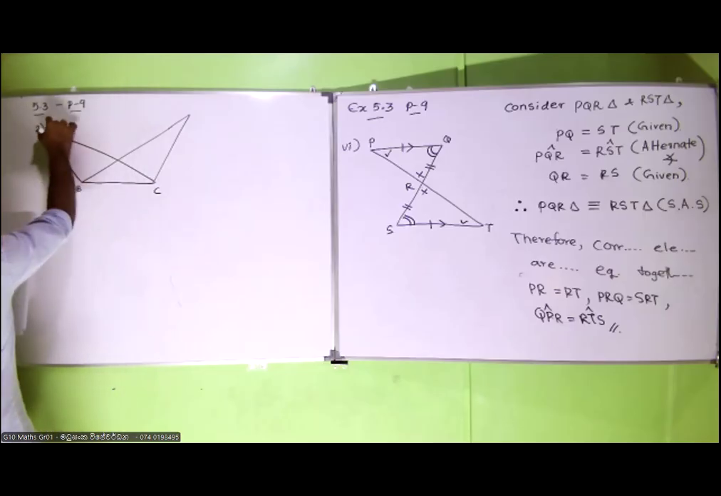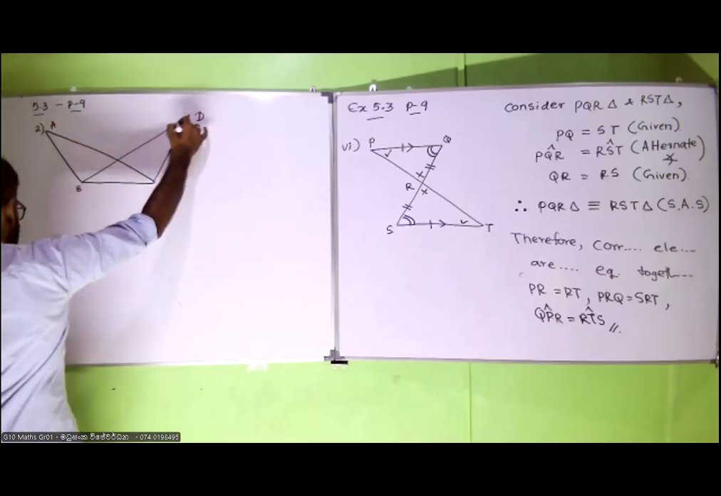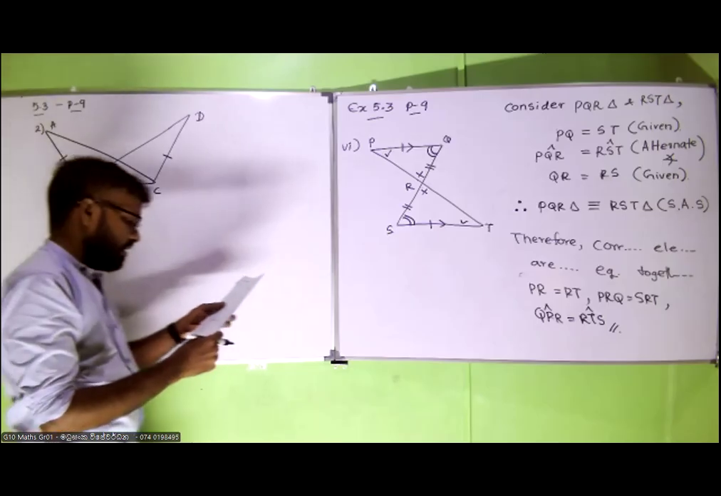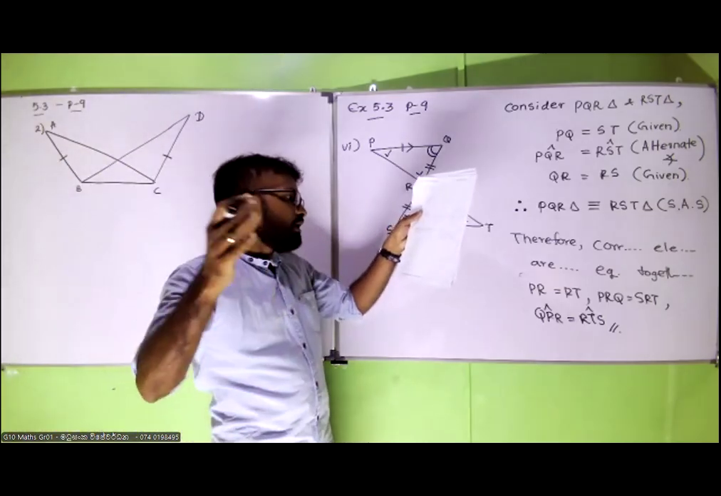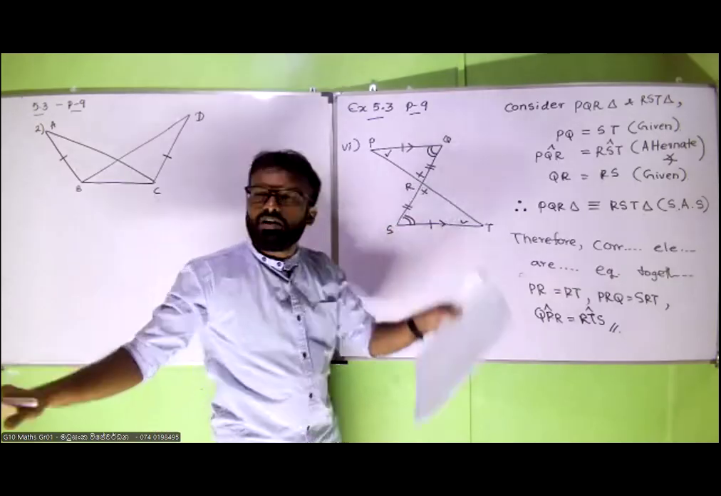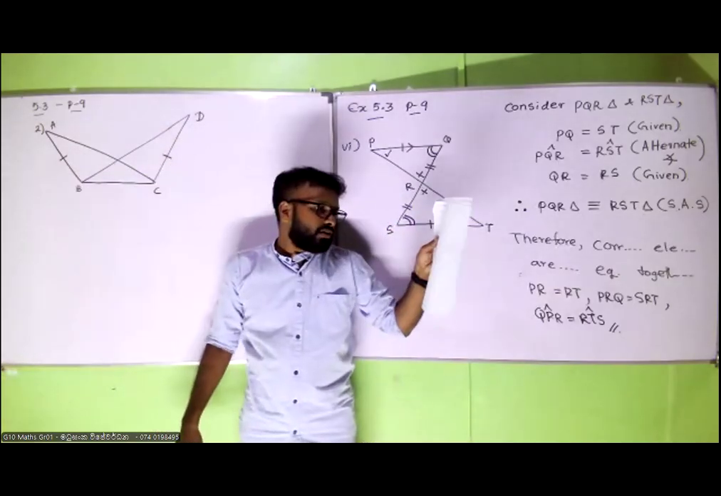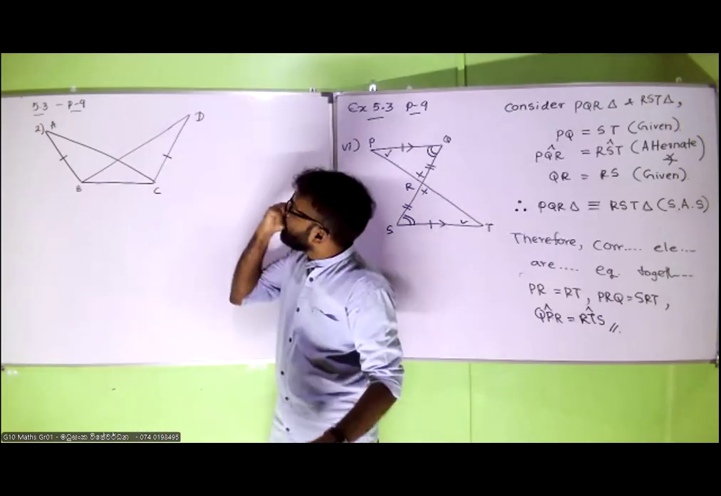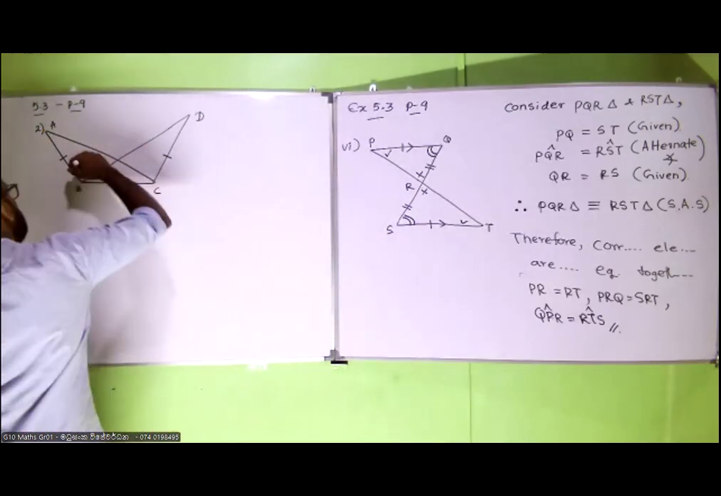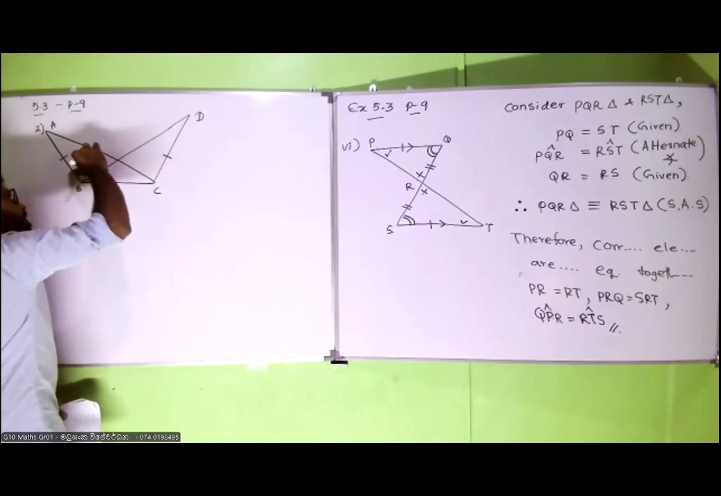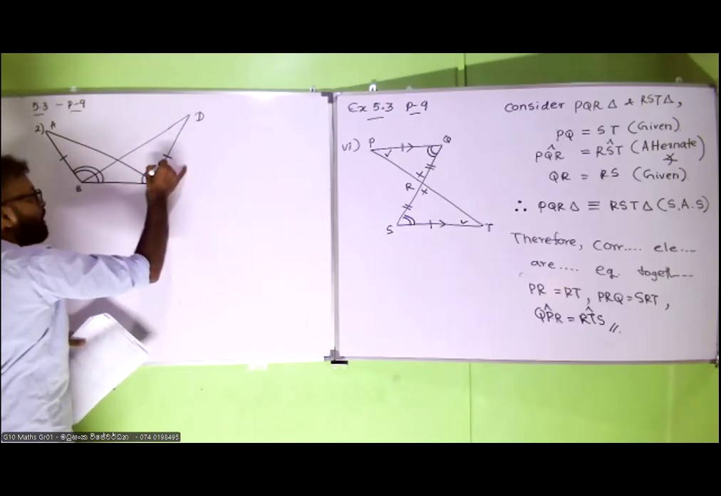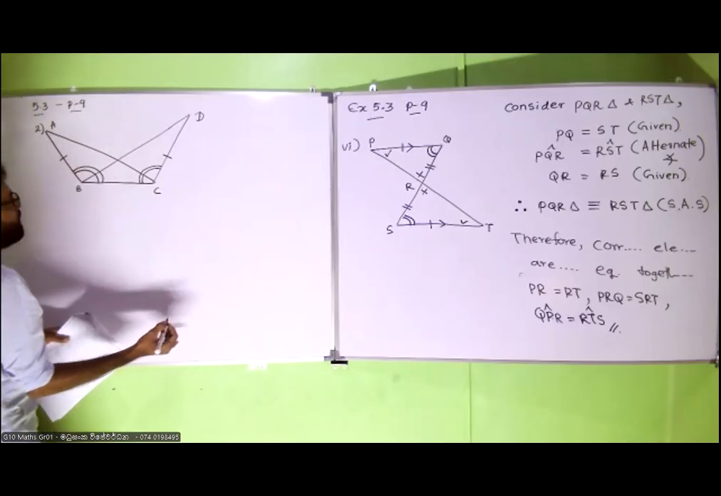BC, here you have A, D. These sides are equal, right? When I read the question, in the given figure AB equals DC, it's already been marked. It is given. And angle ABC equals angle BCD, this whole angle equal to BCD.